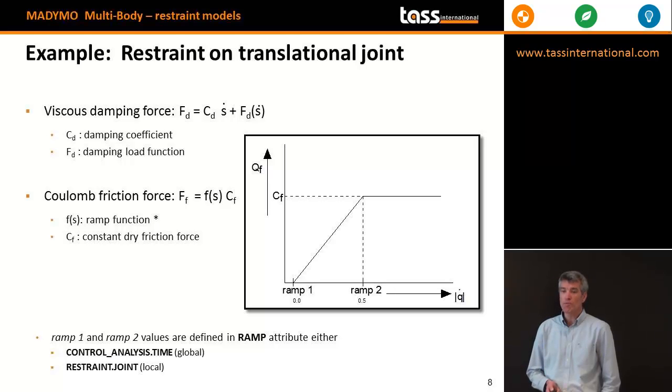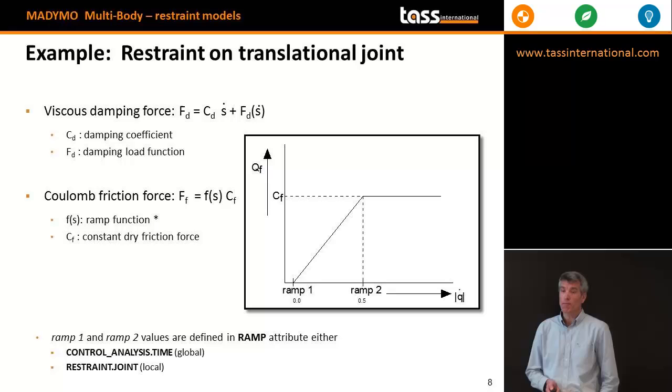The Coulomb friction is the standard one, so no slip possible, is just a force. So it is as it is. The ramp function, Fs, is explained in this picture. The Cf is the value you define as a user, and that's a constant drive friction force value.